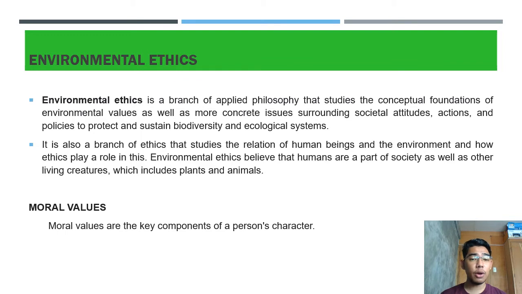Environmental ethics believes that humans are a part of society as well as other living creatures, which include plants and animals. So, environmental ethics aims to provide ethical justification and more motivation for the cause of global environmental protection. It is so that the environment can have an ethical consideration in how to protect it. We humans, living in this world, have different ways of interpreting environmental issues.